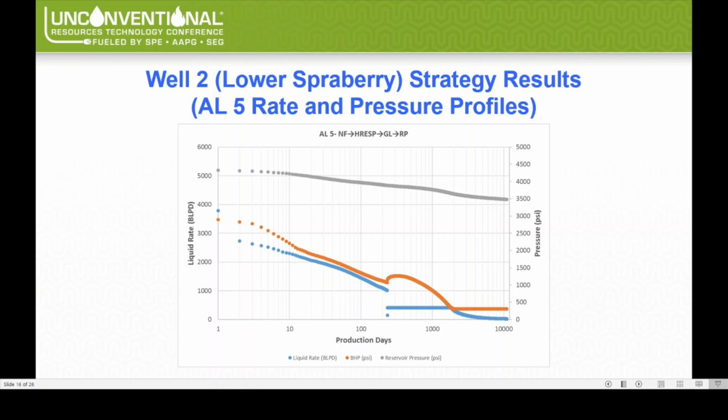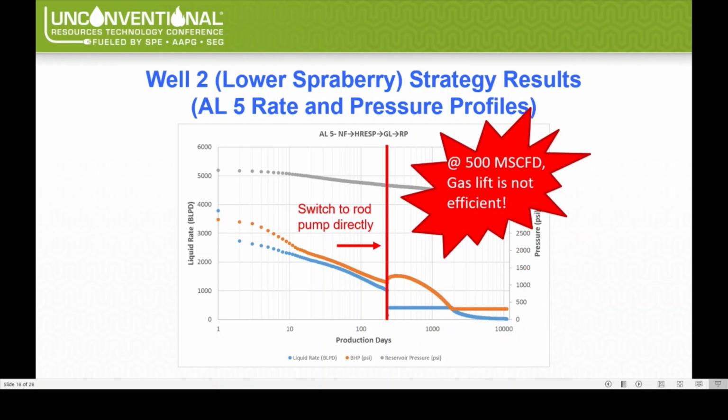We also looked at high rate ESP to gas lift to rod pump here. But in this case, because of the high rate ESP, you reach a minimum flowing bottom hole pressure of 300 psi pretty quickly, so you just go ahead and switch to a rod pump directly, so needing a gas lift is not necessary. At 500 ms, actually the gas lift wasn't efficient.